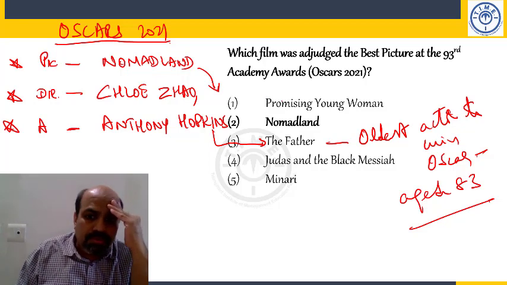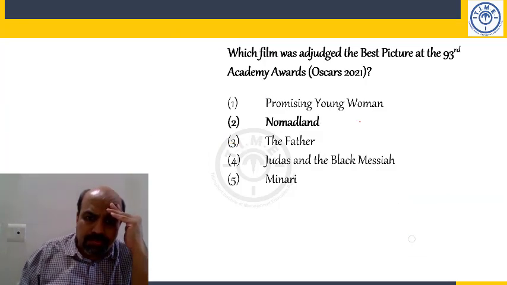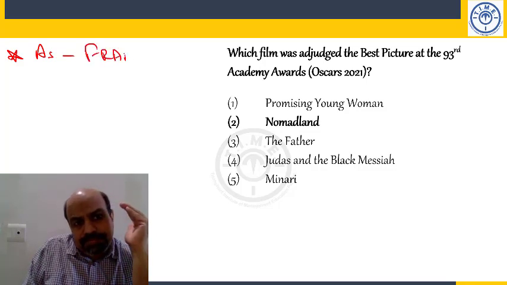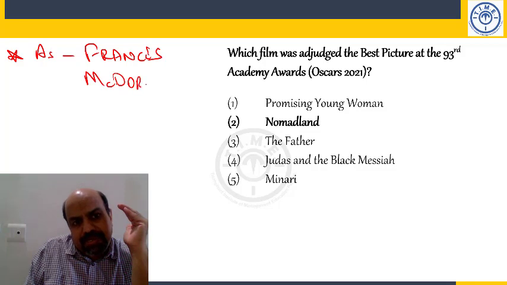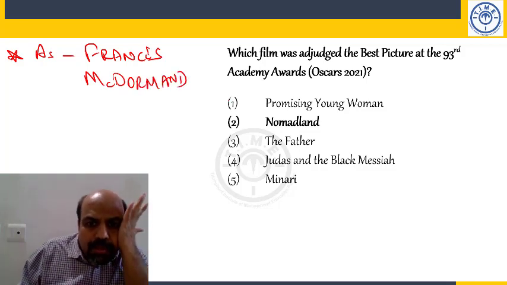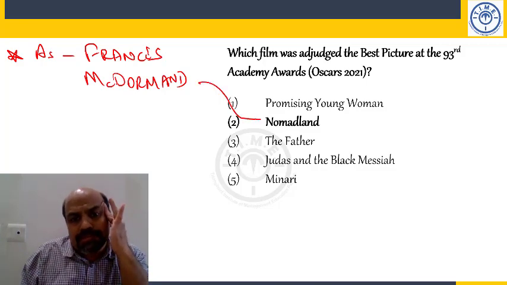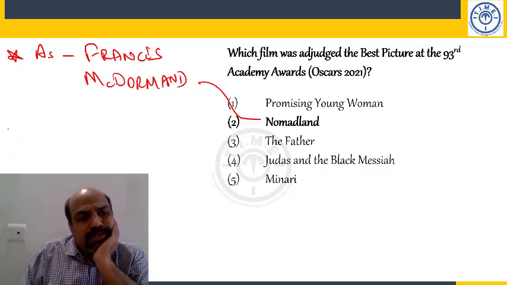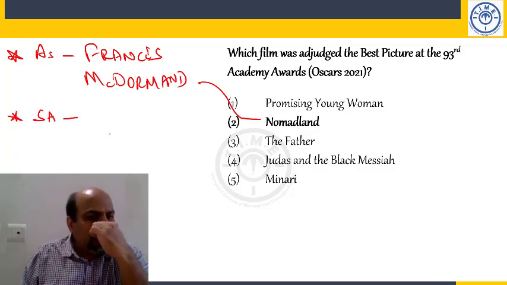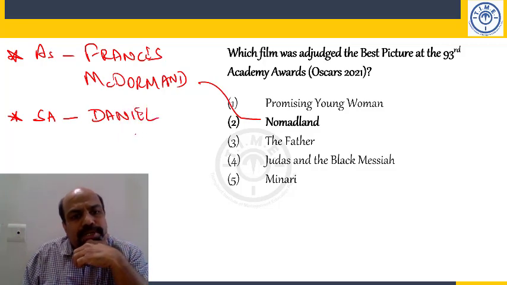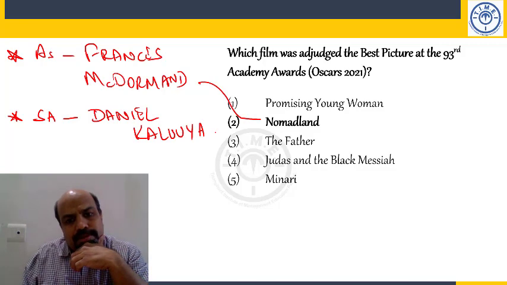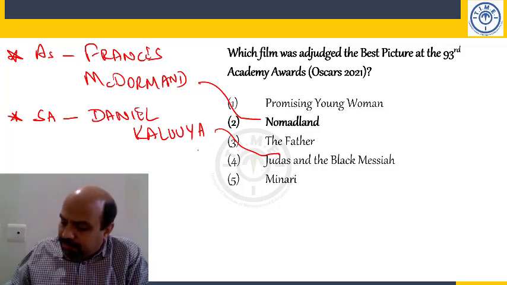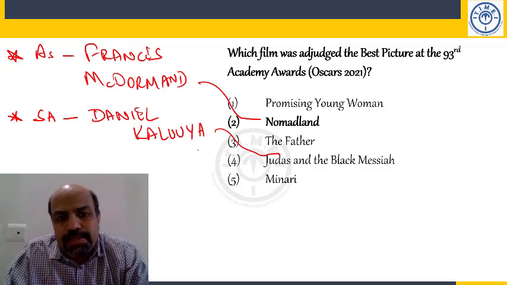Next, best actress, Frances McDormand, very good actress, and she won it for Nomadland. Chalo, ek kaam karte hain. Best supporting actor, Daniel Kaluuya for the film Judas and the Black Messiah. Messiah is messenger, someone who would come with a message to deliver people from sins.